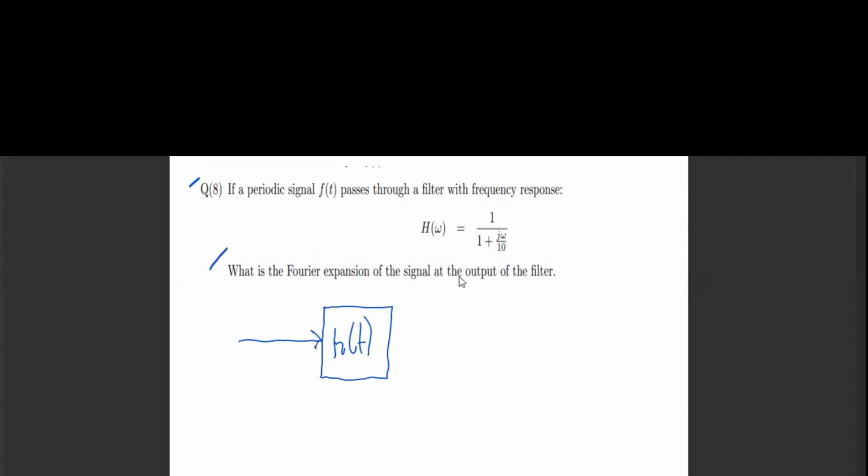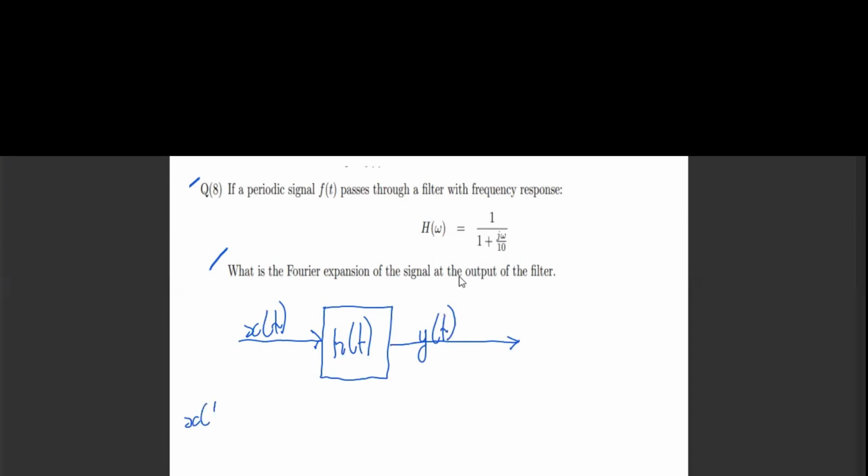You're sending in some sinusoids x of t, each at different harmonic frequencies. What happens is each frequency is affected differently due to the filter, or the filter changes the magnitude and the phase of each harmonic at that specific frequency. So you have y of t out.